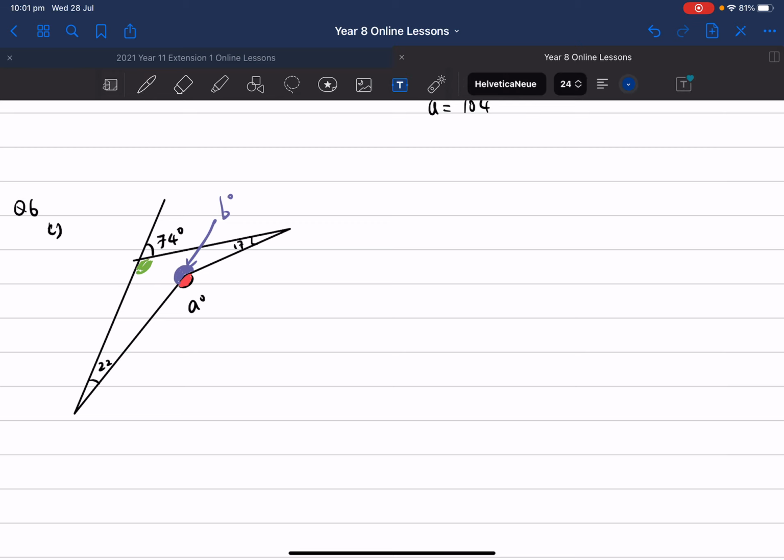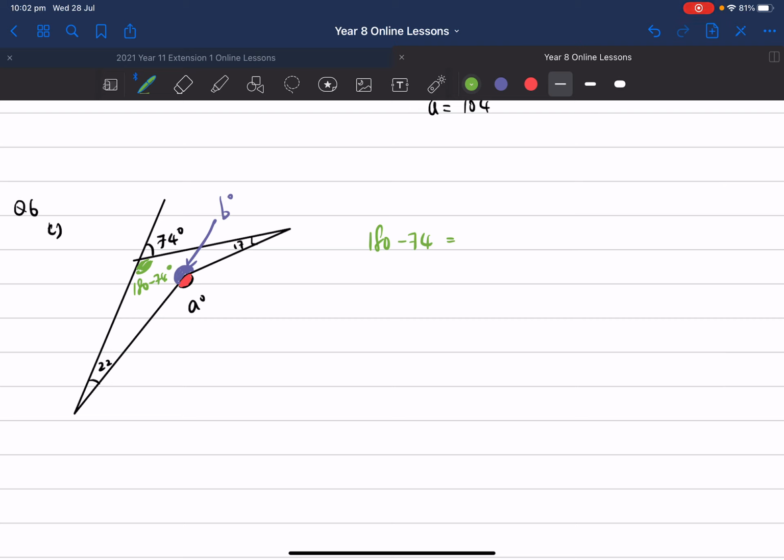Because think about this. This is still a quadrilateral. It's a concave, non-convex quadrilateral here, which means there's an angle that's towards the inside. But that's still fine. The angle sum of a quadrilateral is still 360. So therefore, this angle is equal to 180 minus 74. So that's something that you need to know first.